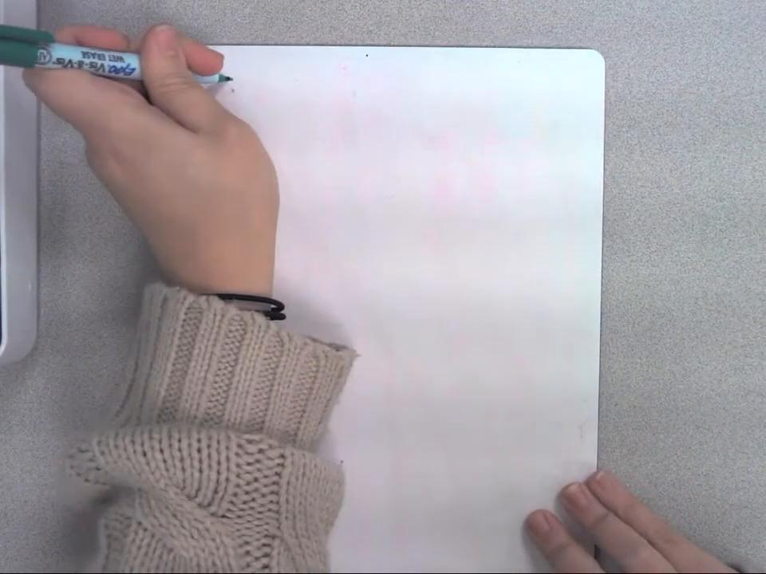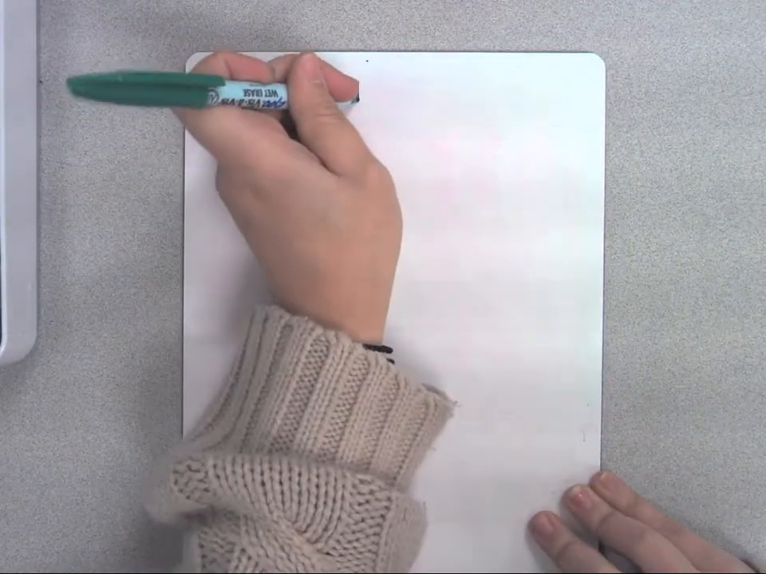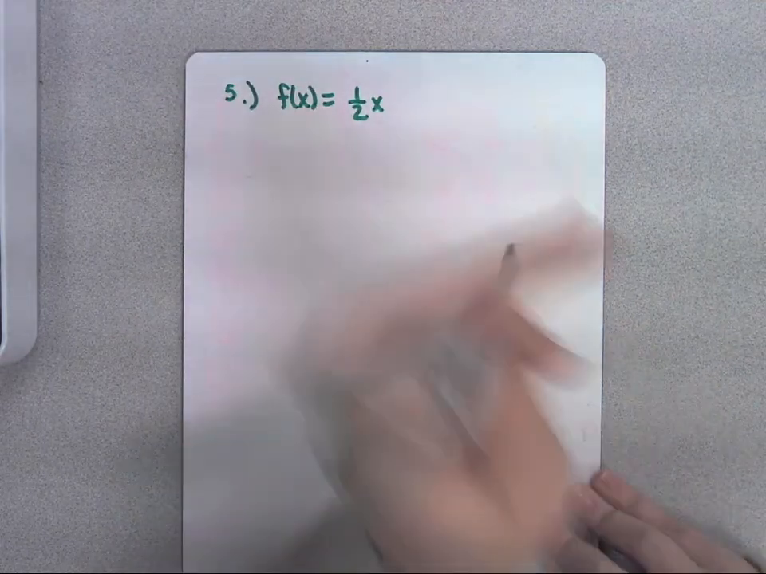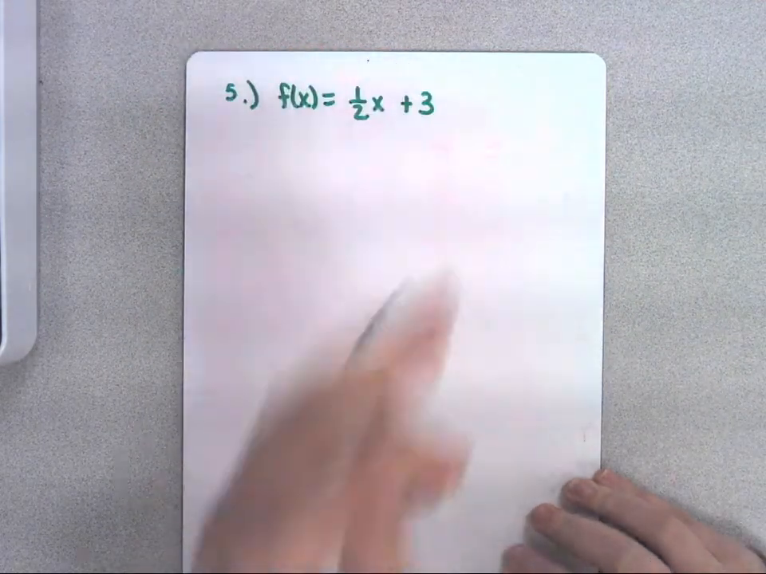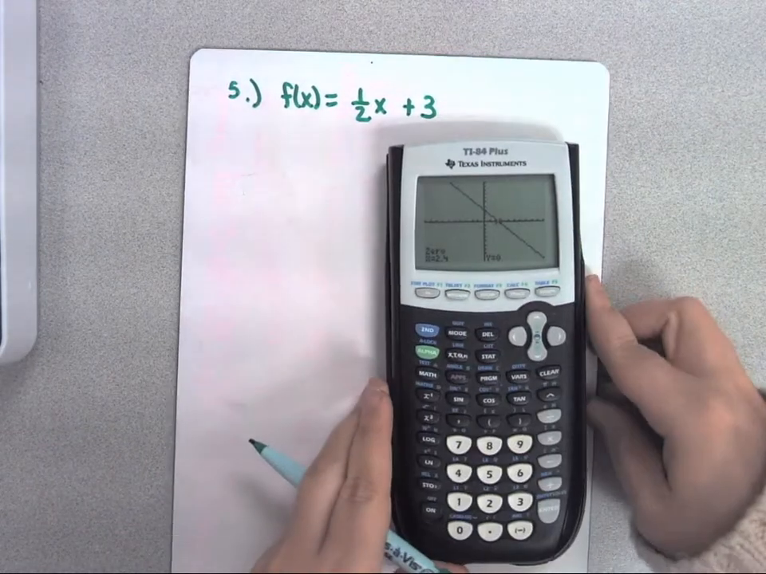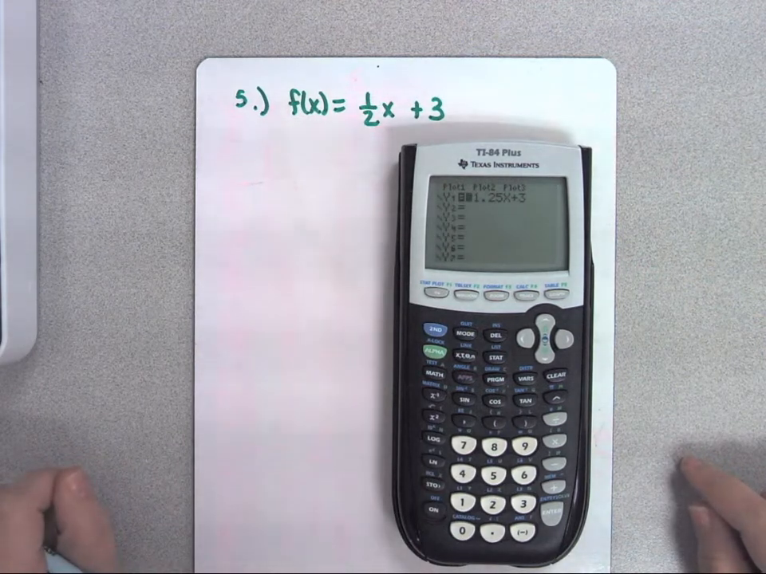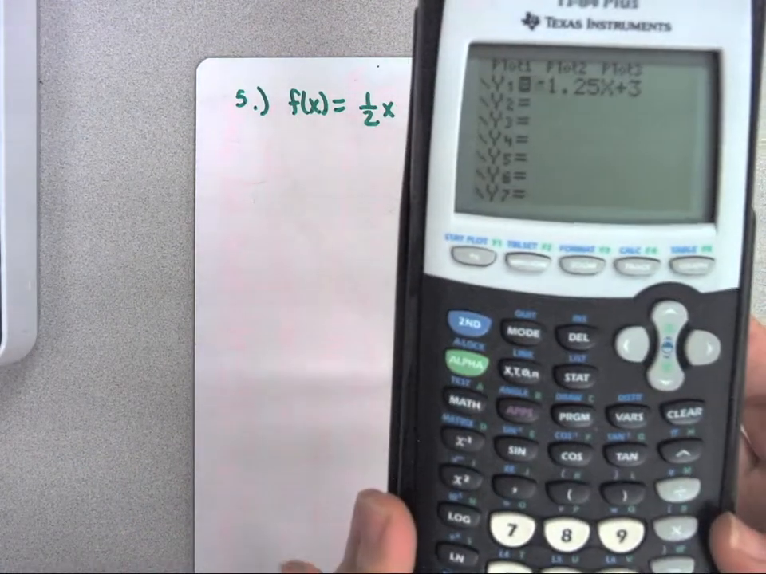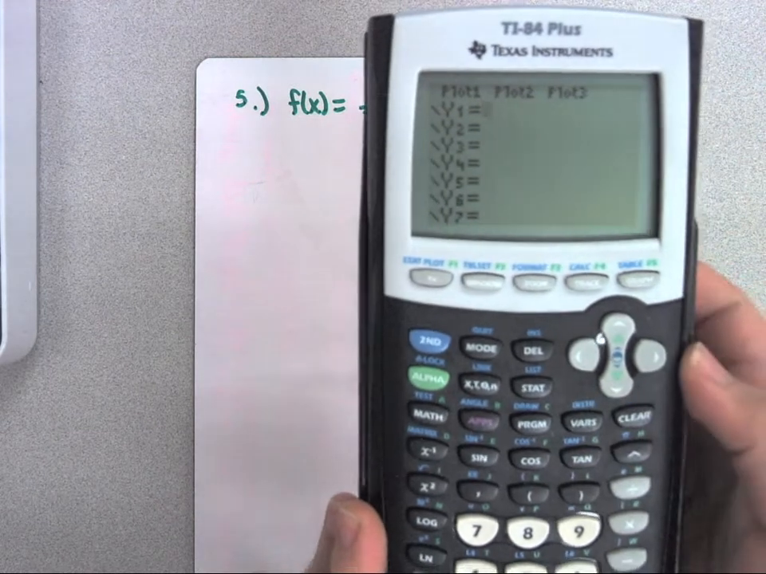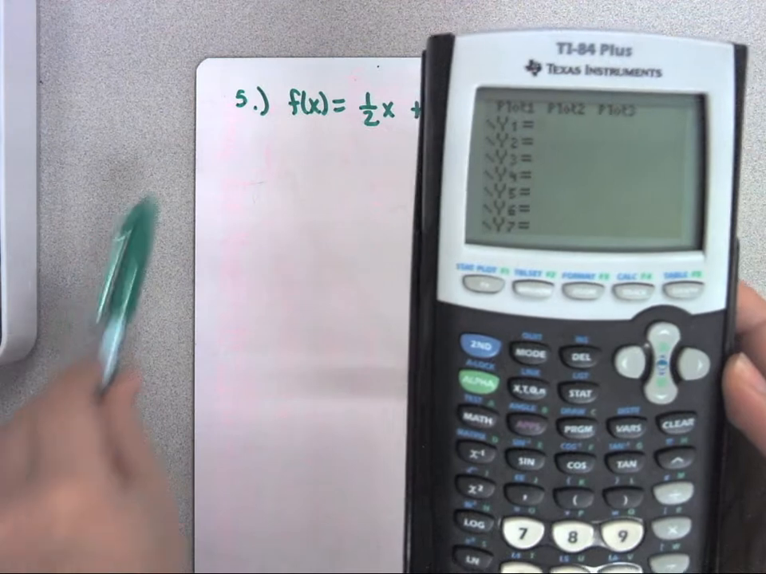So, another equation. Number 5 is going to be f of x equals 1/2 times x plus 3. Again, find the 0. So if we're right here, because we just did this problem, go back to y equals. Is everybody on the last equation they just had? Just push the clear button. Make sure there's nothing above or below it.